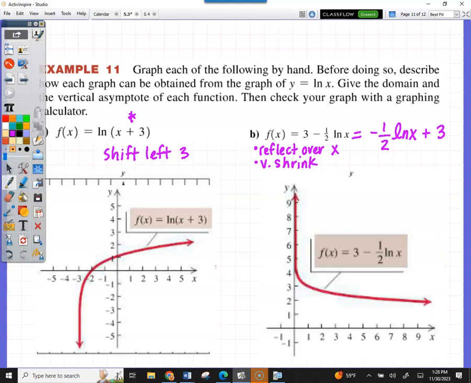And then it's going where? Up, down, left, right? This is at the very end, not in parentheses. So this is a shift up 3.